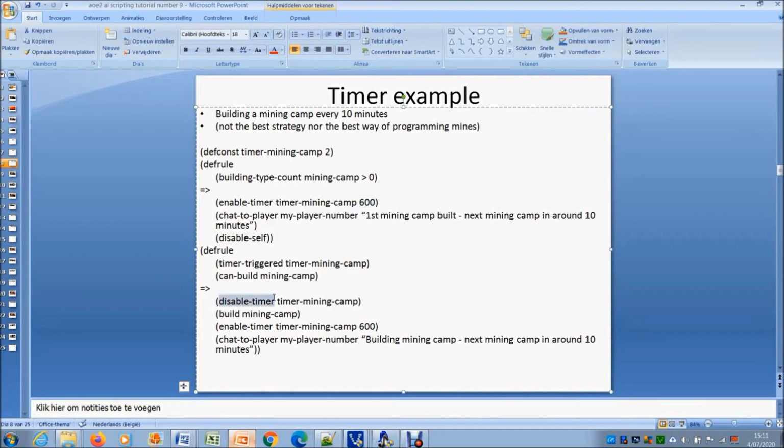It is best we disable the timer, build a camp, then re-enable the timer, because if we don't disable the timer, it might stay triggered and it will keep building mining camps instead of building one every 10 minutes, which is the purpose of this example.